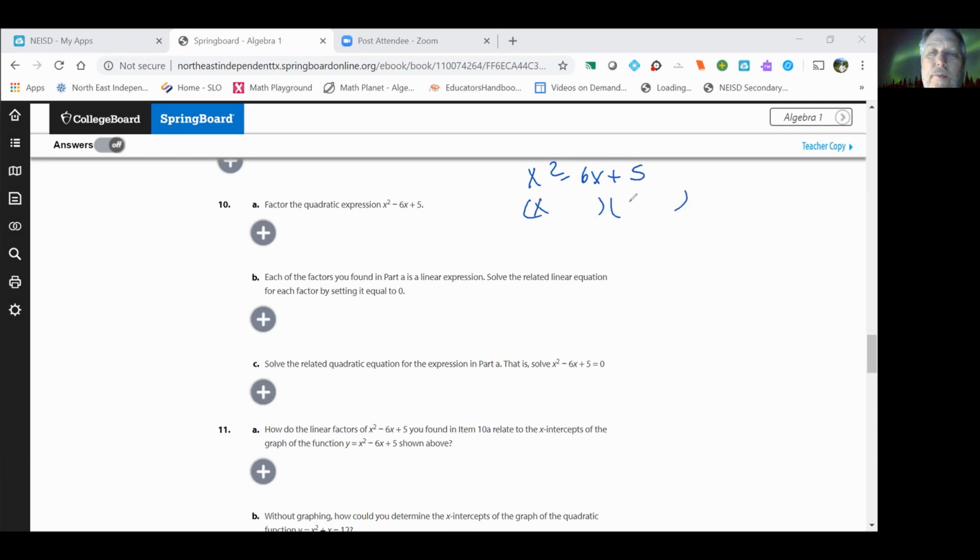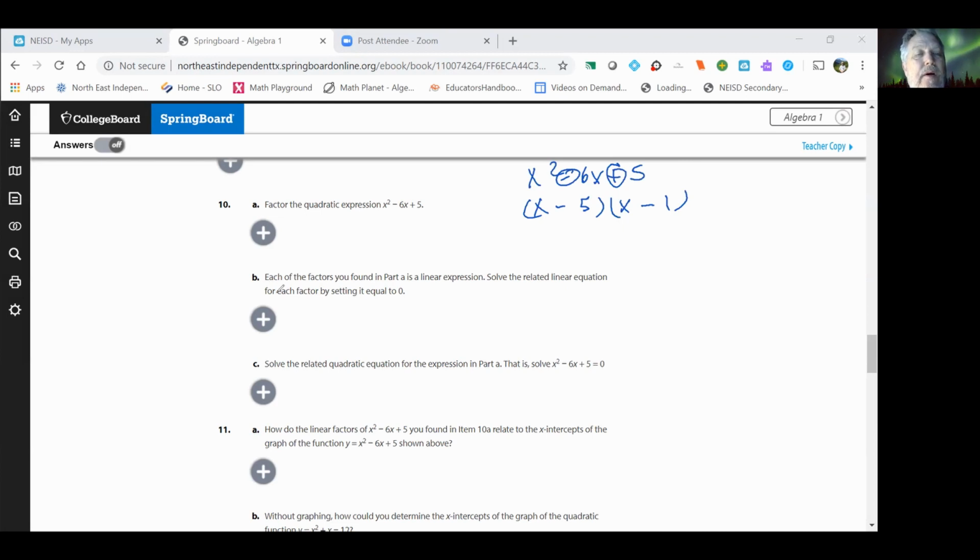It starts off with both binomials being an x, because x times x is x squared. The second sign tells me that both of them are the same. The first sign tells me they're both negative. I'm looking for factors of 5 when you add them to get 6. So that's obviously going to be 5 and 1. And it doesn't matter where we put them, because the signs are the same. So now we have that factor.